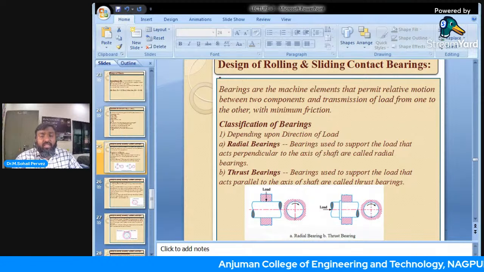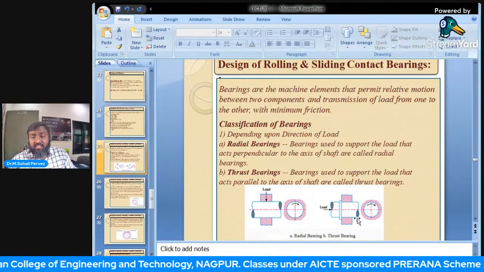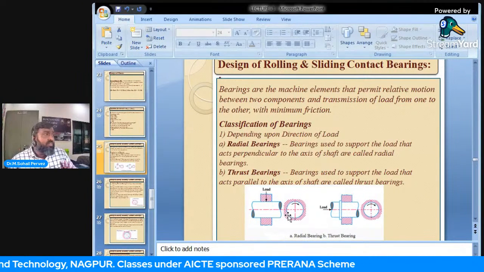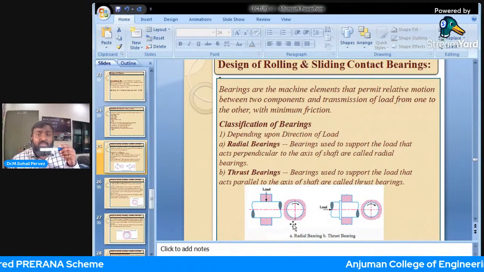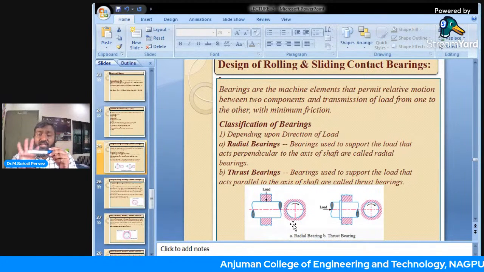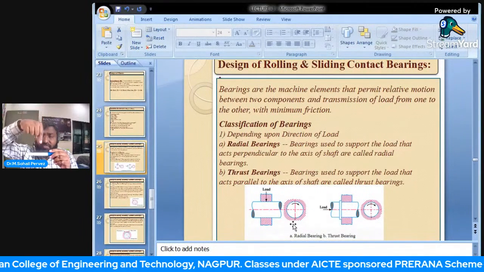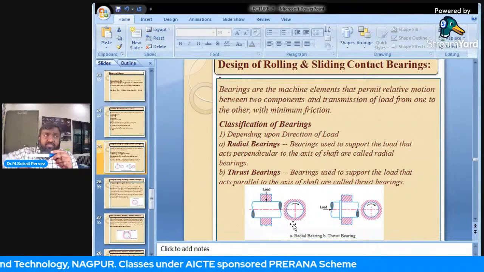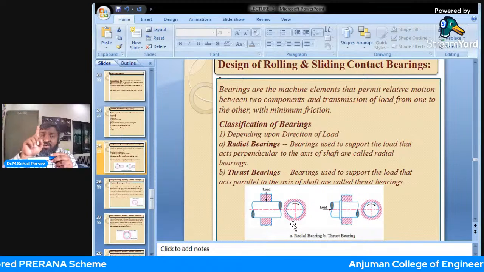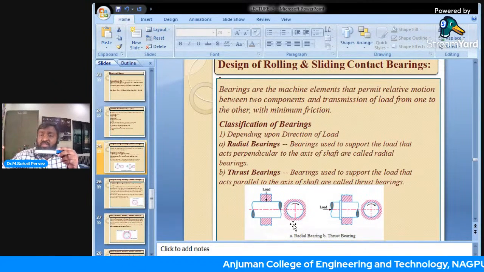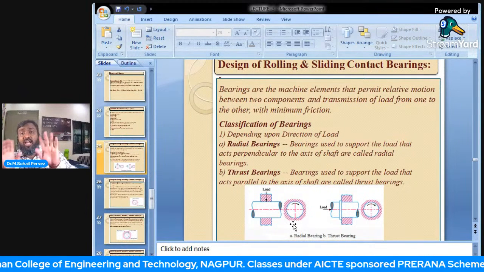Now, how do we classify bearings? Bearings are classified depending upon the direction of load as radial bearings and thrust bearings. This is self-explanatory. Please concentrate. If this is the shaft and this is the bearing, and the load applied on the shaft is in this direction, say Y, and in this direction, say Z, then these two directions are considered radial. If the direction of the applied force is along the axis, it is known as thrust or axial.